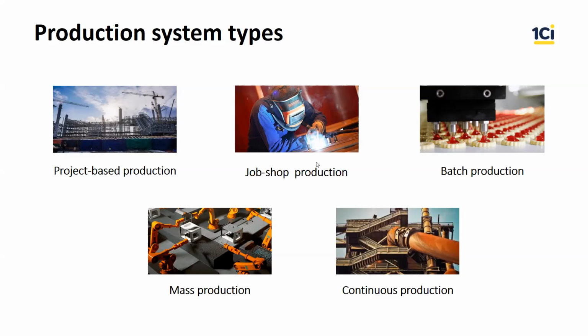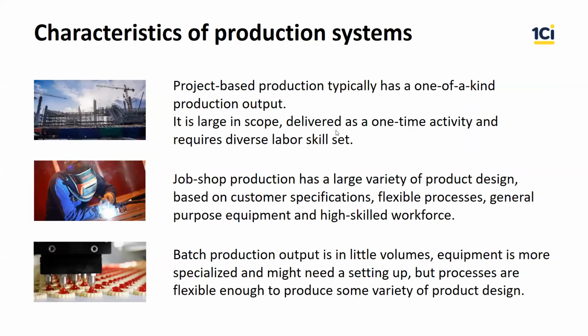So in project-based production, we have one-of-a-kind production output. It is usually large in scope, but it is a one-time activity and it requires a diverse labor workforce. In a job shop production, there's a large variety of product designs, which is based on customer specifications. Processes are very flexible, equipment is general purpose, and the workforce is highly skilled.